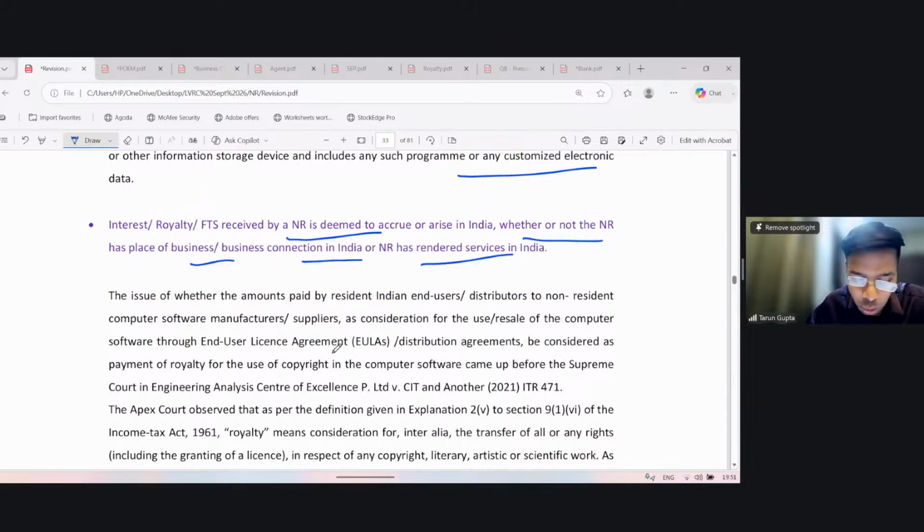Now, a Supreme Court decision in the case of EAC. The issue was whether the amount paid by a resident Indian end user or distributor to a non-resident computer software manufacturer or supplier as consideration for use or resale of computer software through an end user license agreement (EULA) or distribution agreement be considered as a payment of royalty for use of copyright in computer software. This issue came before the Supreme Court in the case of Engineering Analysis Centre of Excellence.